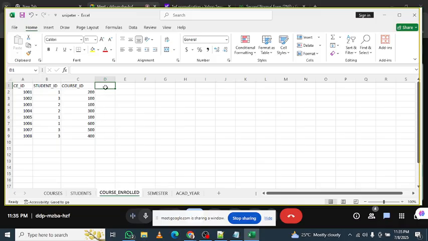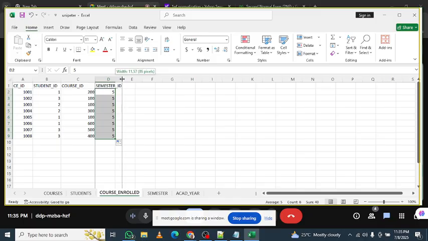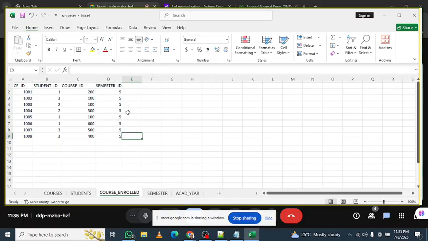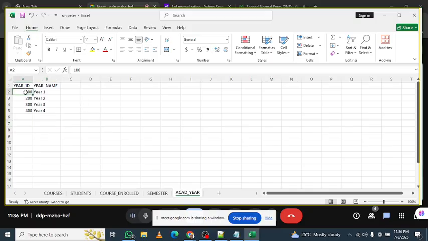The students, because they enroll for semester, semester underscore ID. They enroll for all this for year one. All of them enroll for the following courses in year one, in semester one, which is 5. They are all in semester one. Then what year do they belong to? They are the same set. Academic year, they are all in year one. Year one ID is what? 100.